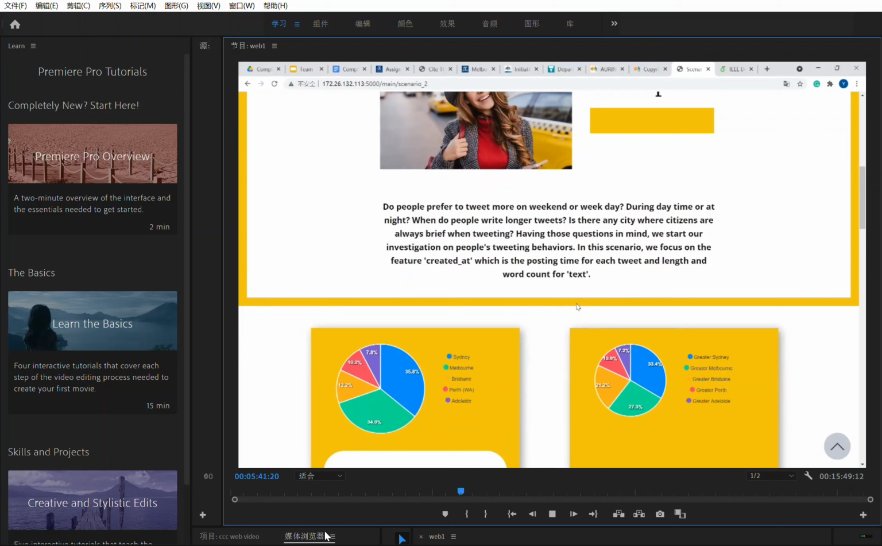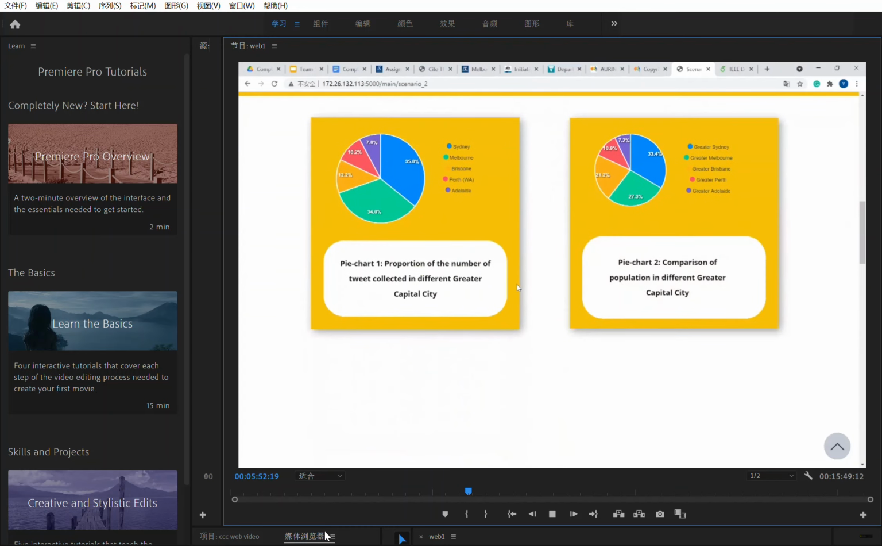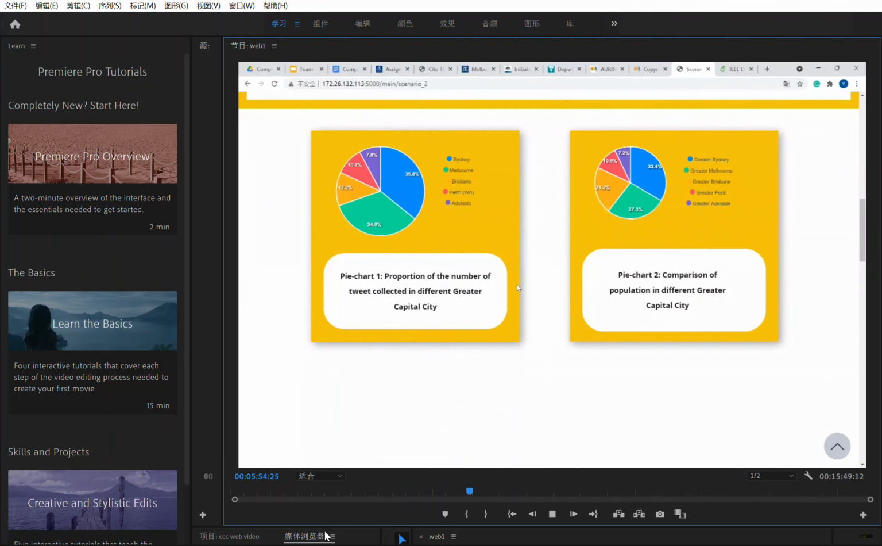In this scenario, we focus on the feature created at, which is a posting time for each tweet, and length and word count for text. There are two pie charts. The first is the proportion of number of tweets collected in different greater capital city, and the second is about the population. We find that they have the similar pattern, where more population will tweet more tweets.